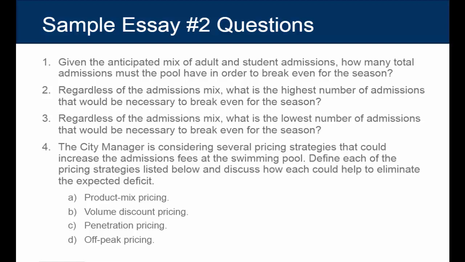It's stating the city manager is considering several pricing strategies that could increase the admission fees at the swimming pool. Define each of the pricing strategies listed below and discuss how each could help to eliminate the expected deficit. The different choices for A, B, C, and D are product mix pricing, volume discount pricing, penetration pricing, and off-peak pricing.